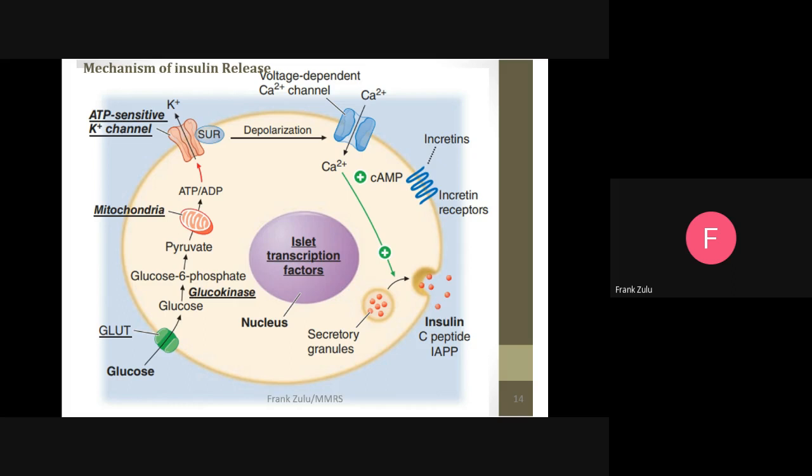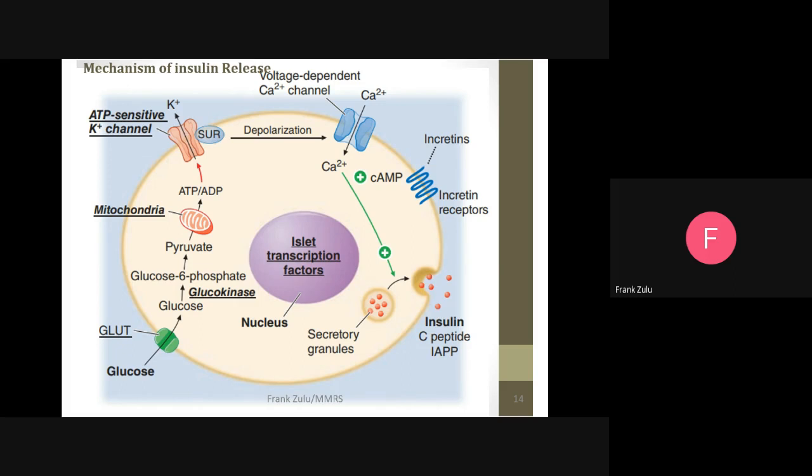And once the ATP binds to it, what's going to happen? It blocks the ATP-sensitive potassium channels. Blocks, it does not activate. It is blocking. It means it was active. It was allowing potassium out. Remember, potassium in any cell is high inside. So in its resting state, should we say, it is always allowing potassium out.